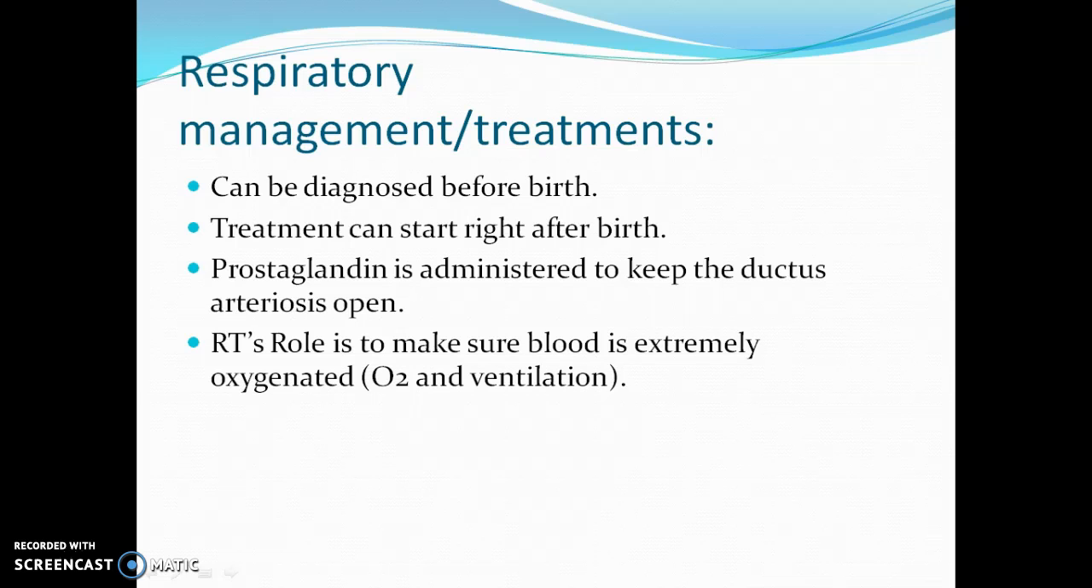Luckily, transposition of the great arteries can be diagnosed before birth, so treatment can begin right away when the infant is born. As I was saying a moment ago about treatments that work quickly to stabilize the newborn, one of those is called prostaglandin. Prostaglandin is a drug and is administered through IV. What it does is it stops the ductus arteriosus from closing to allow for mixture of oxygenated blood from the pulmonary artery to the aorta that has deoxygenated blood. Remember that the ductus arteriosus is a vessel that connects the pulmonary artery and the aorta.